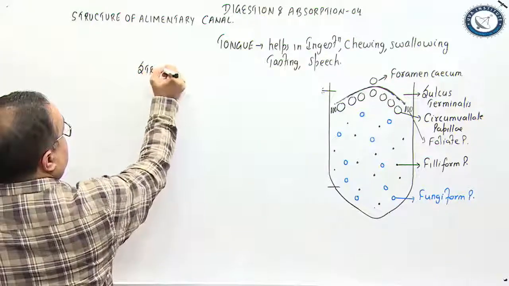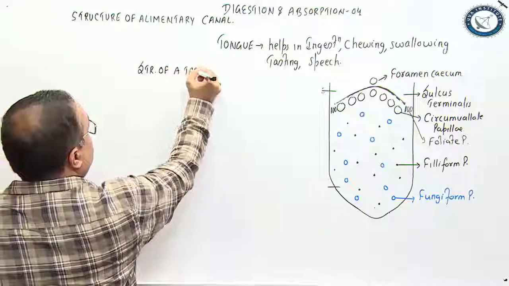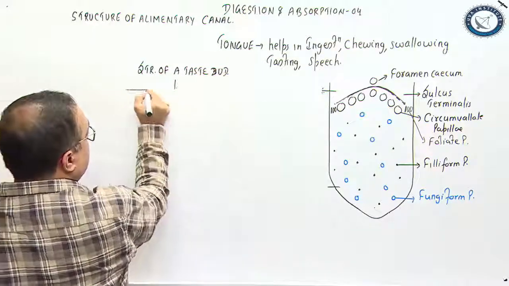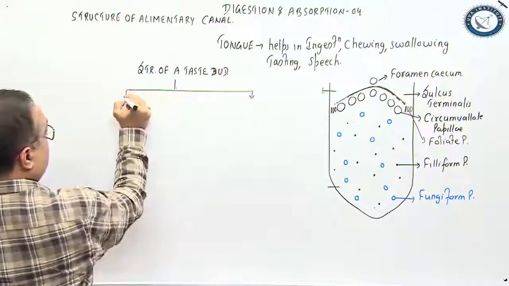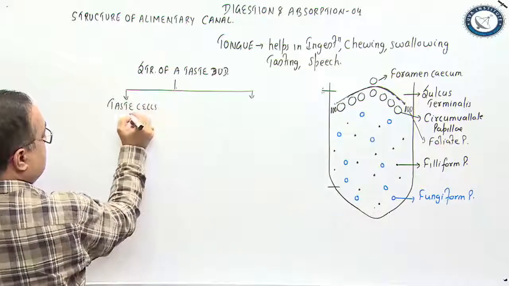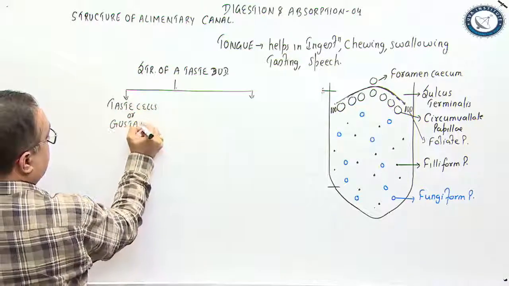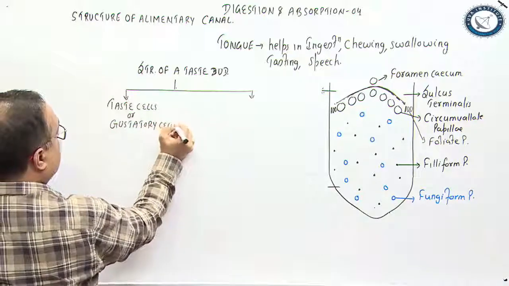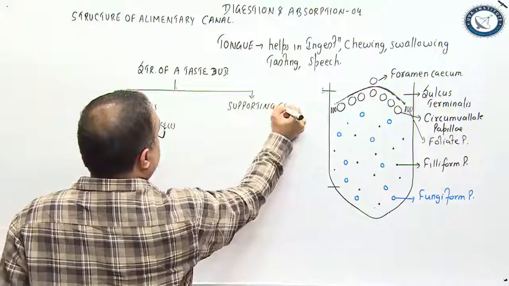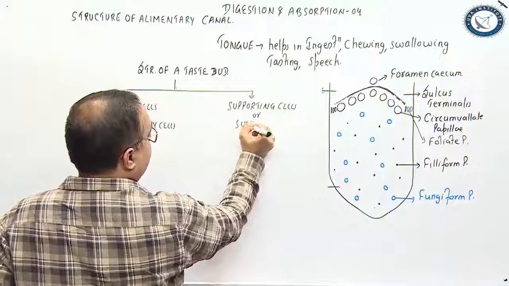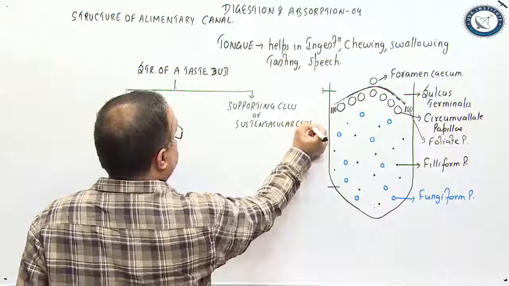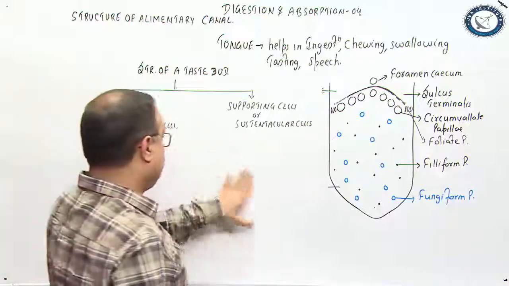So we are going to discuss the structure of a taste bud. A taste bud has two types of cells. It has taste cells, which are also called gustatory cells or the neuroepithelial cells, and second is supporting cells or sustentacular cells. Sustentacular means they provide structural support.